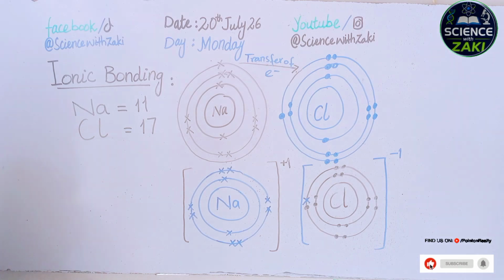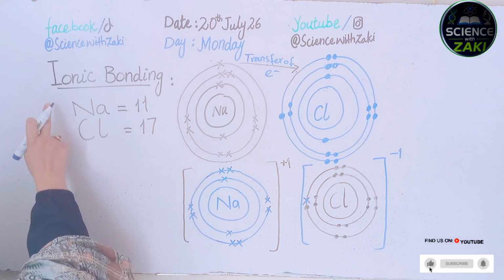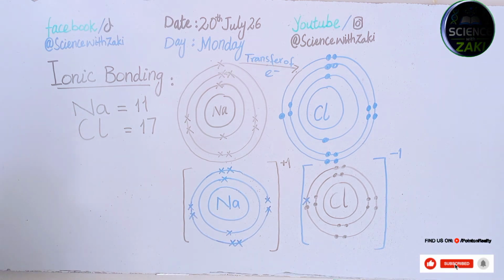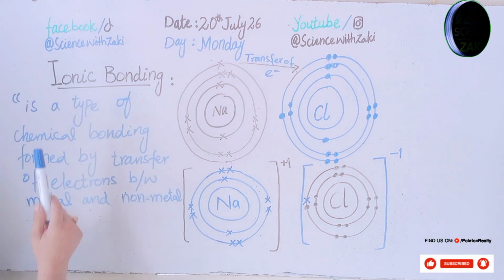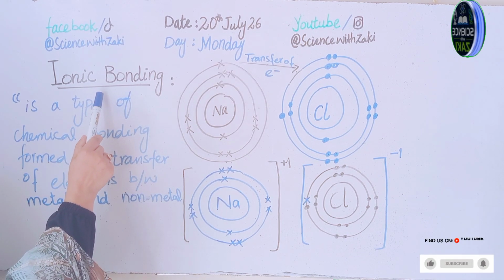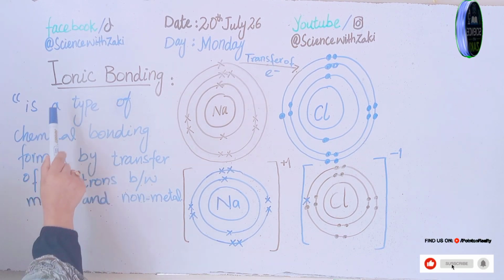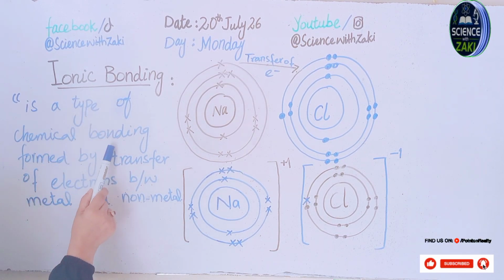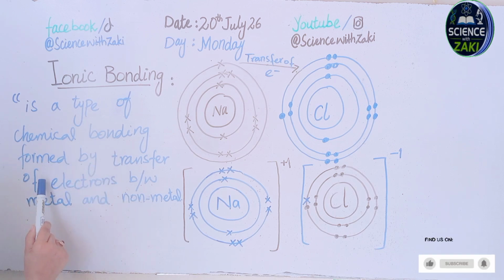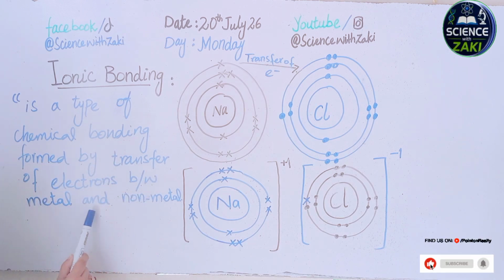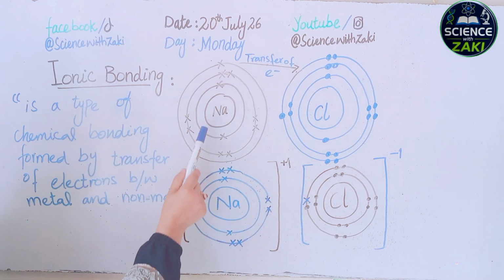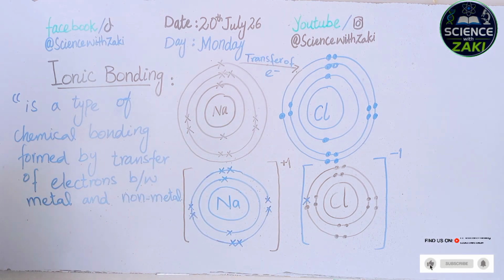Now students, you are able to create a definition of ionic bonding. Let's explain the definition of ionic bonding. Ionic bonding is a type of chemical bonding formed by the transfer of electrons between a metal and a non-metal. As you can see on the board, sodium is a metal and chlorine is a non-metal.